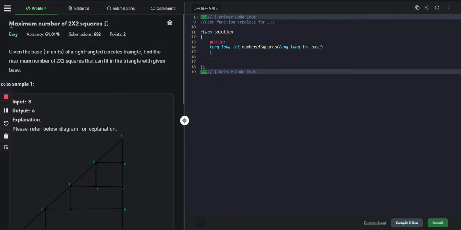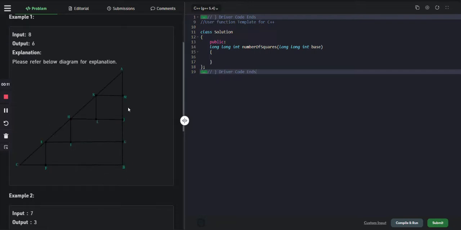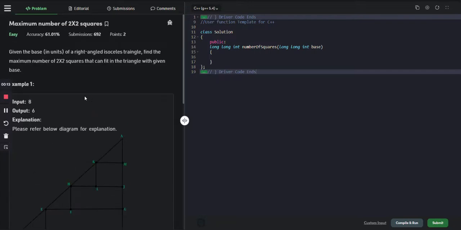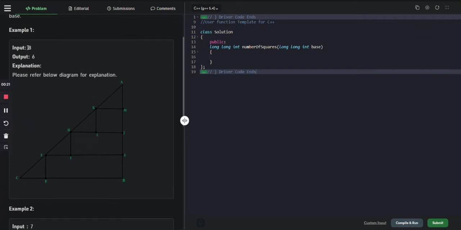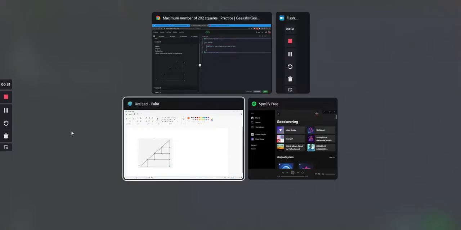So today's problem of the day is maximum number of 2 cross 2 squares. Basically, we are given an integer n, or you can say the base of a triangle. We are given an isosceles triangle, and in the input we are given the base length of that isosceles triangle. We need to find how many 2 cross 2 squares we can cut out of this triangle.